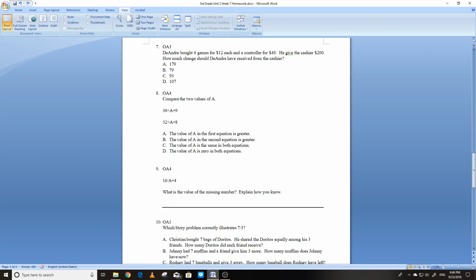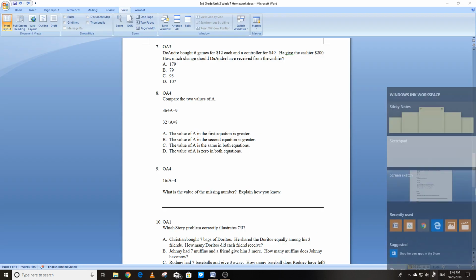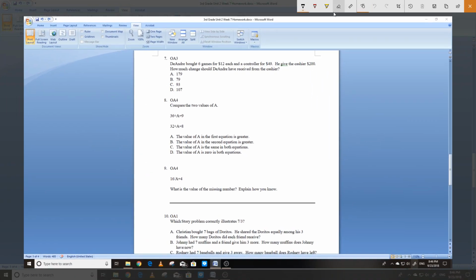All right, let's take a look at number seven from the homework. Number seven states DeAndre bought 6 games for $12 each and a controller for $49. He gave the cashier $200. How much change should DeAndre have received from the cashier?